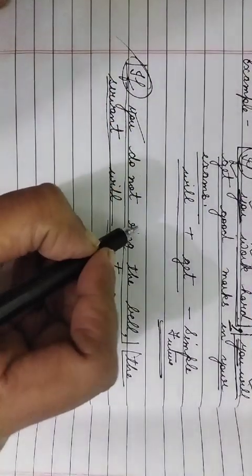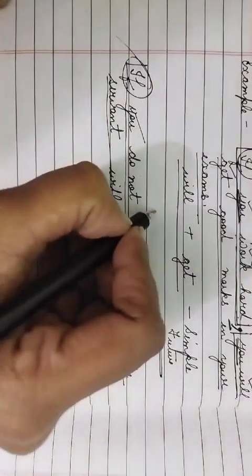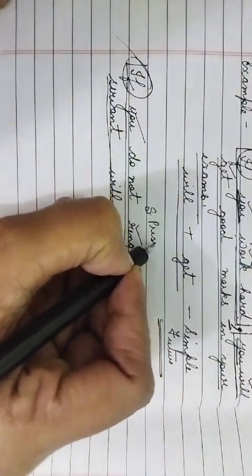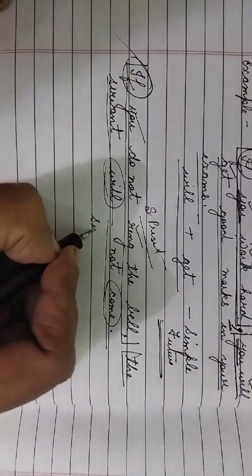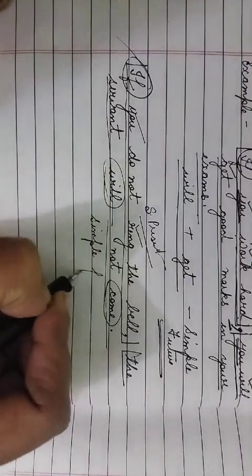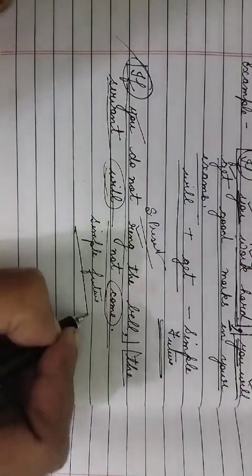This starts with if. This is the subject. This is the verb. Yes. This is in simple present tense. And this, the servant will not come, is simple future tense. Correct? So this is an example of the first conditional clause where there is more possibility of the condition being fulfilled. It's really high.